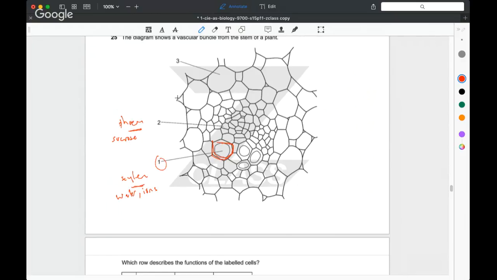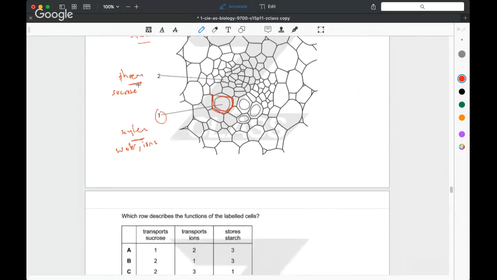And then out here, number 3 is the cortex. And the plant is using that to store starch. If you remember earlier on, we were talking about amylose, one of the polysaccharides in starch. Starch is large and complex, and the plant uses it as a store of energy.